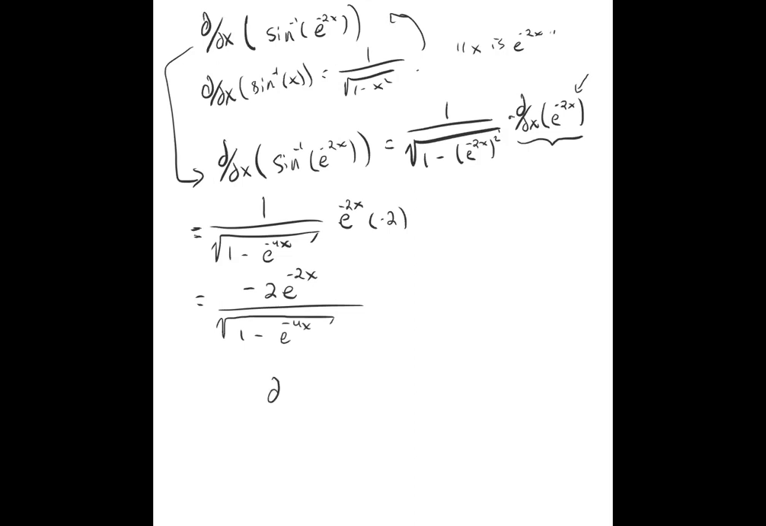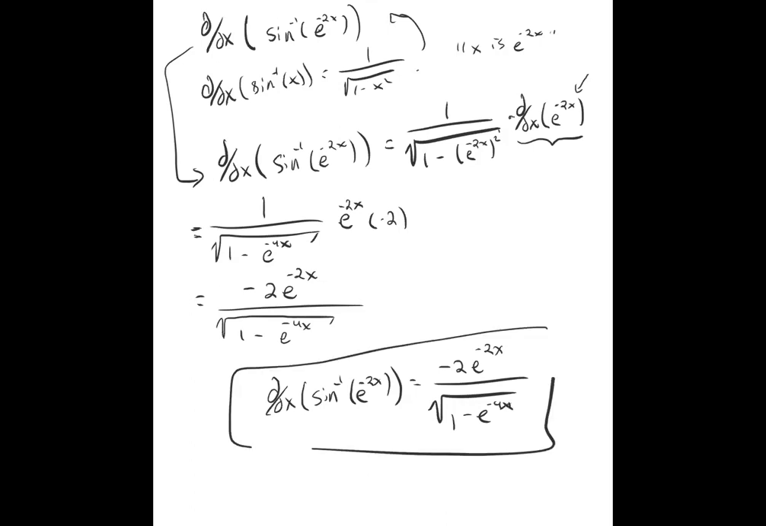So d dx of sine inverse of e to the minus 2x is minus 2e to the minus 2x over root 1 minus e to the minus 4x. Box that up, and we're done.